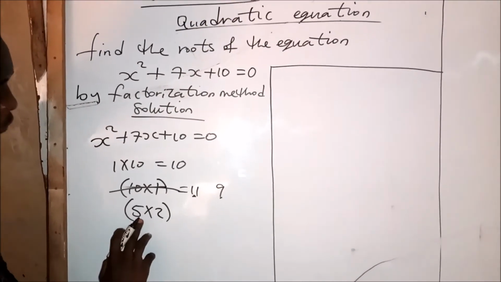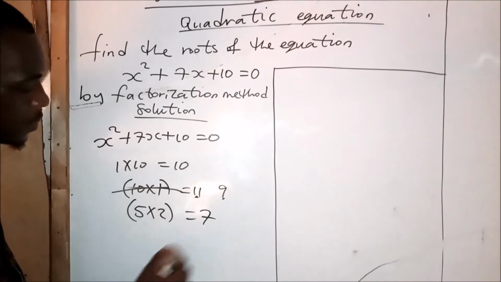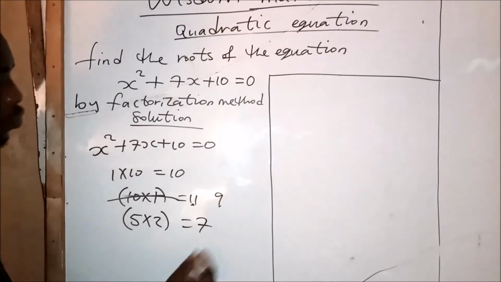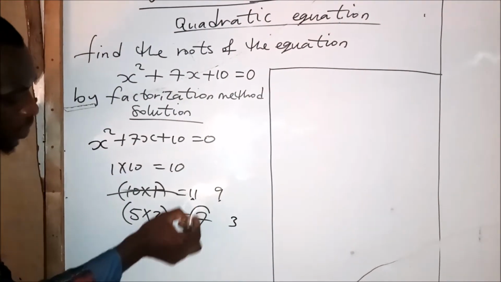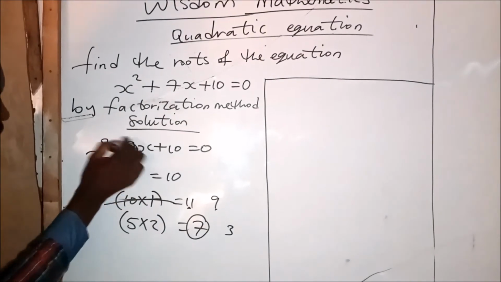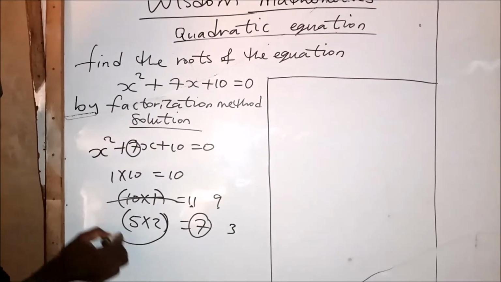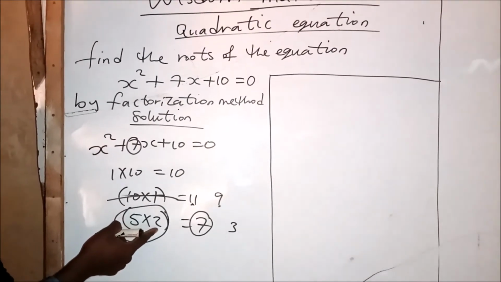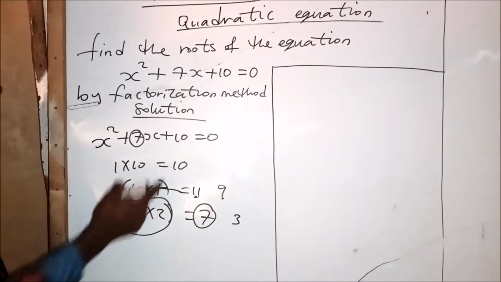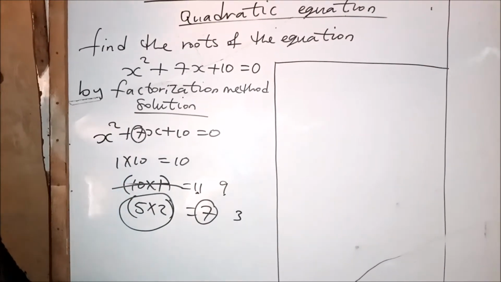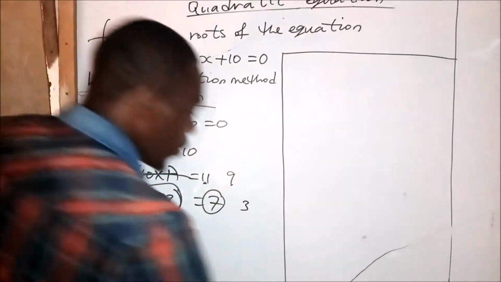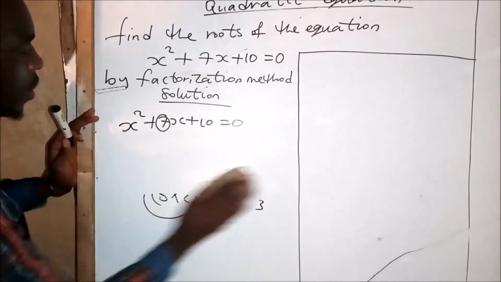Here, if we say 5 plus 2, we're going to have 7. Or we say 5 minus 2, we're going to have 3. So one of them, which is this one, will give us this 7. So we're going to use this combination, this 5 and 2, which are the factors of 10, to replace this 7 in this equation. That's the main work in factorization method.